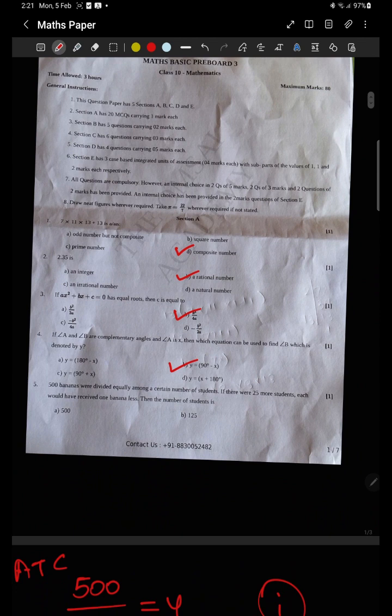So 500 bananas were divided equally among a certain number of students. If there were 25 more, each would have received one banana less. Then the number of students is 100. The option D is correct. Yes, the option D is on the second page.